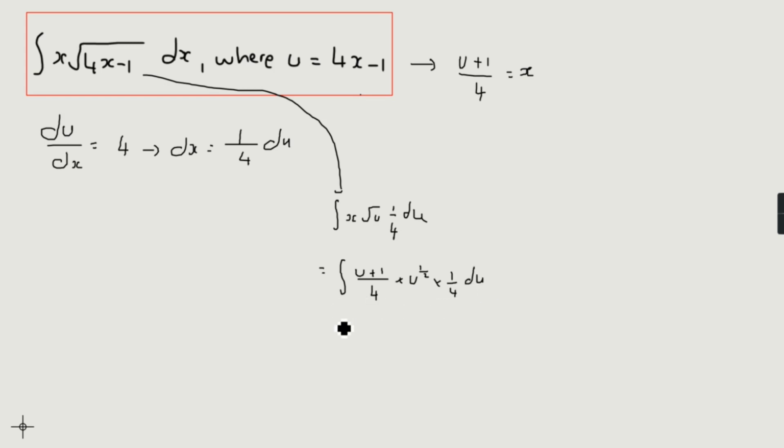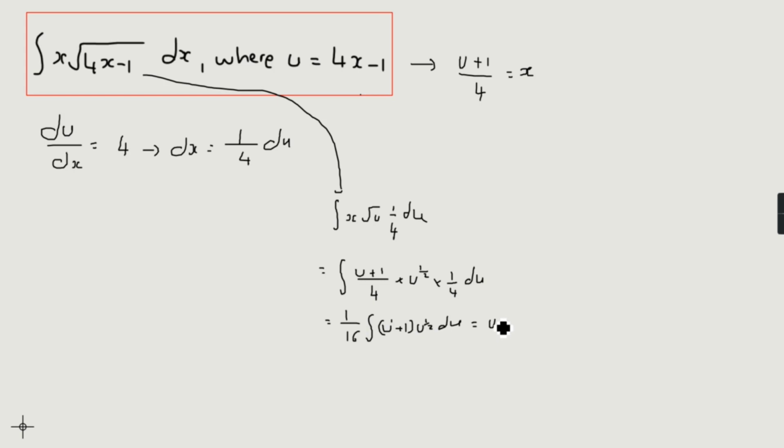Well, we've got 1/4 and 1/4 here, so we can take that out because it's just a constant. So that we've got 1 over 16, the integral of u plus 1 times u to the 1/2 du. So what does that equal? So we've got u times u to the 1/2. So imagine that's u to the power of 1. We just add the indices together when you're multiplying.